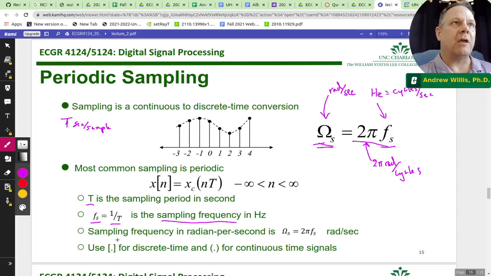And again, we're using the brackets to denote a discrete time function, and we're using the parentheses to denote a continuous time function, or a continuous signal in general. Whatever's inside the parentheses must be a continuous variable. Whatever's inside the brackets is a discrete variable. Integers are discrete. They occur at specific locations and are not continuous. They jump from one integer to the next.